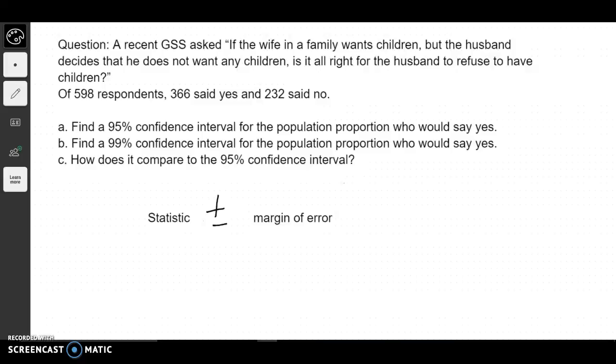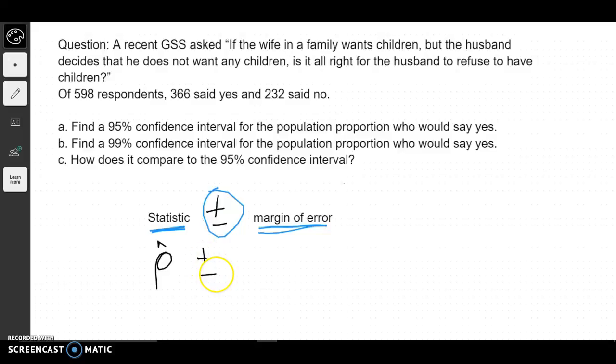Okay, so today we're going to deal with confidence intervals that are proportions. The first thing, if you remember from yesterday, is that a confidence interval is taking the statistic plus or minus the margin of error. And if you remember, the statistic before was x bar, but today, since it's a proportion, it's going to be p hat.